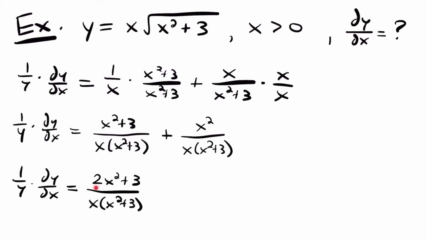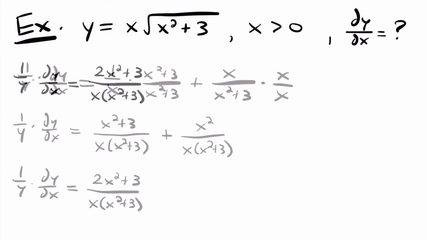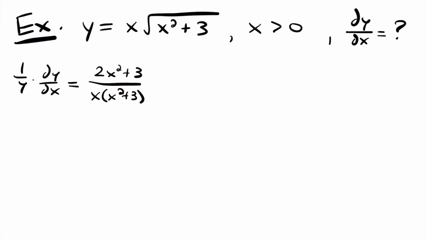All right, and so this is what you would get if you combine your numerators. All right, and so let's clean up our work here, and then we'll move on to our final step of the logarithmic differentiation process. All right, so now that we have fully simplified this side of the equation, we are now ready to isolate dy dx and solve for the derivative.